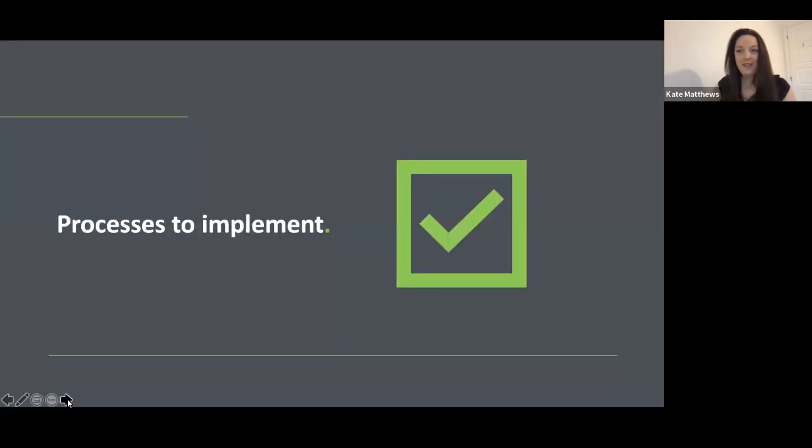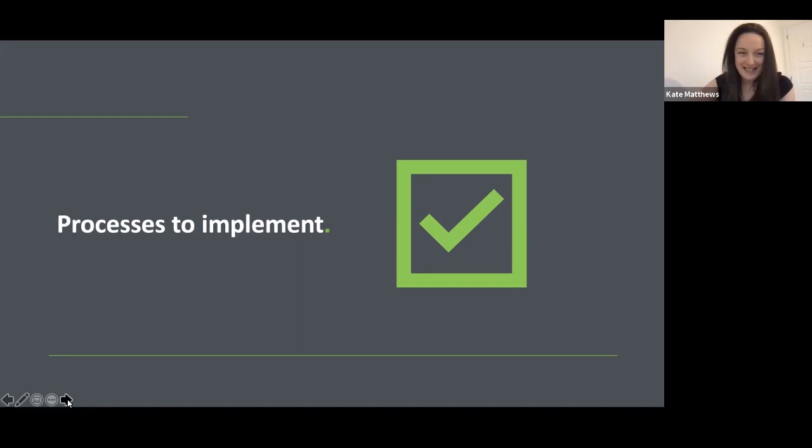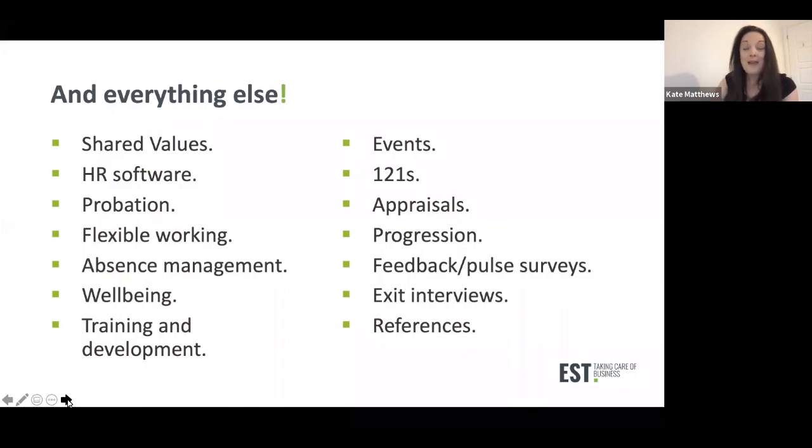So that was everything in terms of the documents to have in place. I've just got a bit of a slide to finish off on, which is "and everything else": processes to implement.